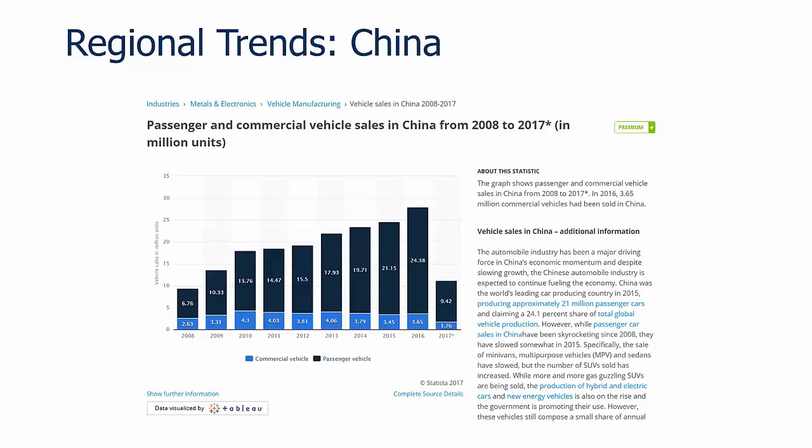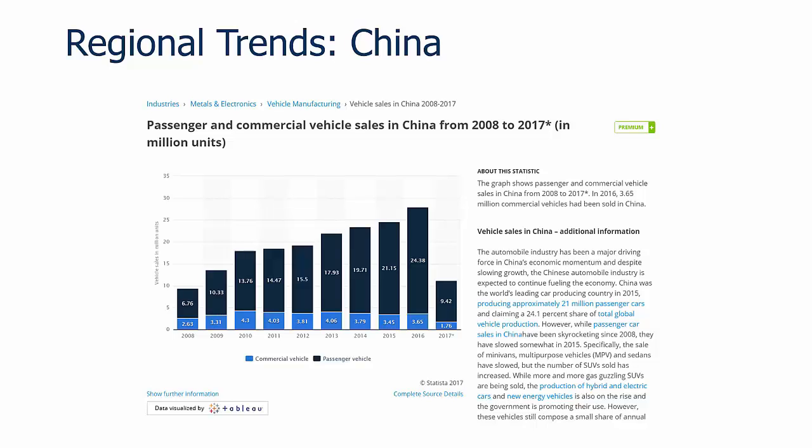We can look here at China, and China, of course, as in many other industrial segments, is one of the leaders in terms of world growth in recent years. We've seen quite substantial growth in new car sales in China from 2008 to 2017. As you can see here on the right, there's a little segment here. The automobile industry has been a major driving force in China's economic momentum, and despite slowing growth, the Chinese automobile industry is expected to continue fueling the economy. And China was the world's leading car producing country in 2015, producing approximately 21 million passenger cars and claiming a 24.1% share of total global vehicle production.